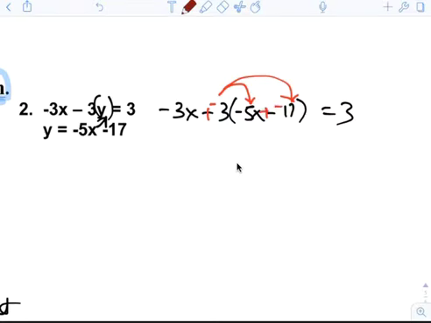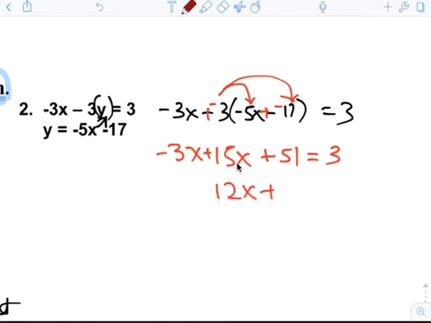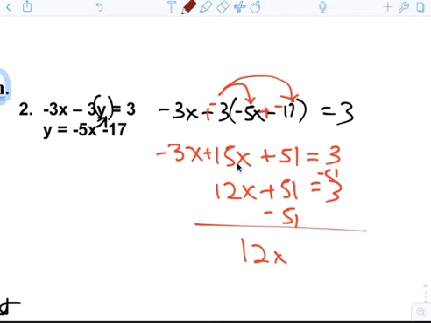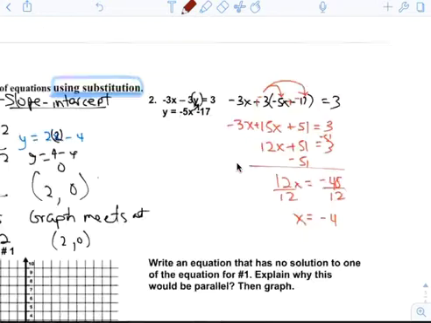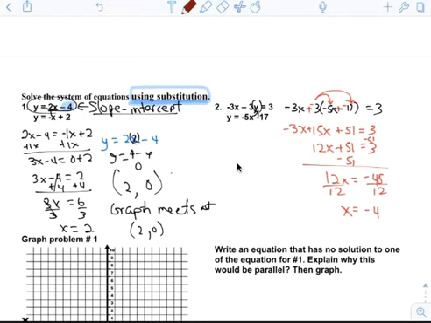So you get a positive 15x and a positive 51. Negative 3x equals 3. That's 12x plus 51 equals 3, minus 51, minus 51. You get 12x equals negative 48. Divide by 12, divide by 12. X then is equal to negative 4. Okay, so x is negative 4.